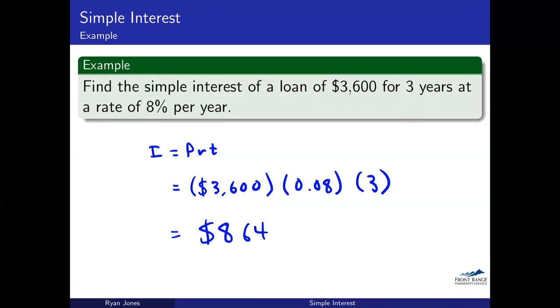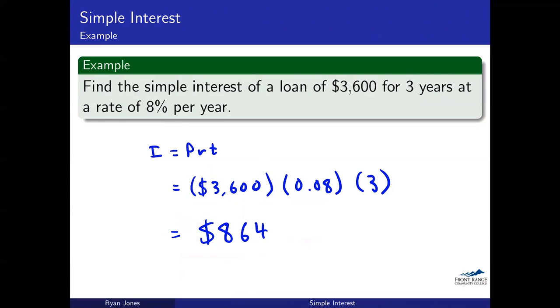And so what that's saying is that because this is a loan, we borrowed $3,600, but at the end of this loan, after 3 years, we're going to have to pay back not only that $3,600, but an extra $864. That's the interest that has accrued over these 3 years. So I have to pay back more. I got to pay back 3,600, and I have to pay back 864.